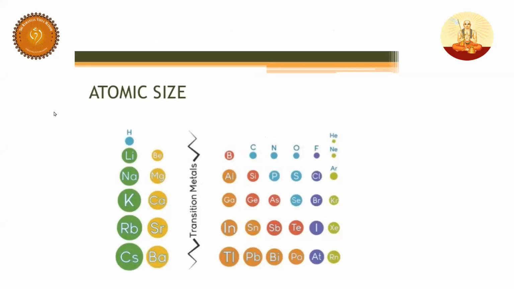At the outset, students, as you go across the period, what is happening? Atomic radius decreases because of the shielding effect. As you go down, the effective nuclear charge changes and the n value is increasing. So this is just to enable your understanding.